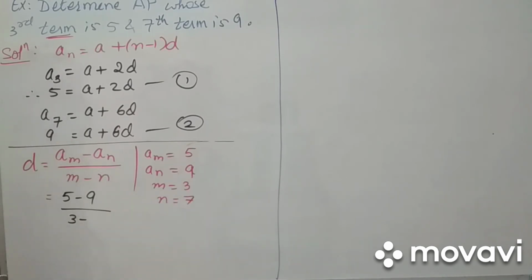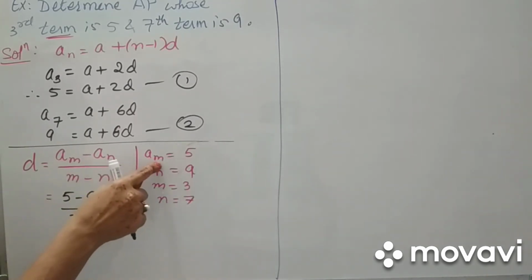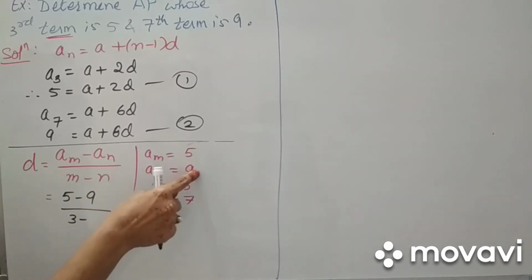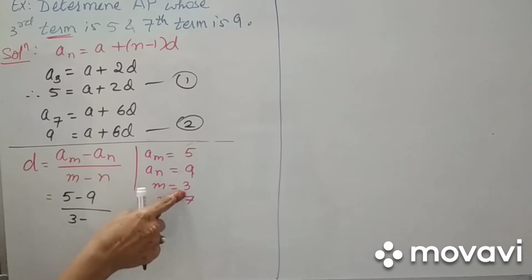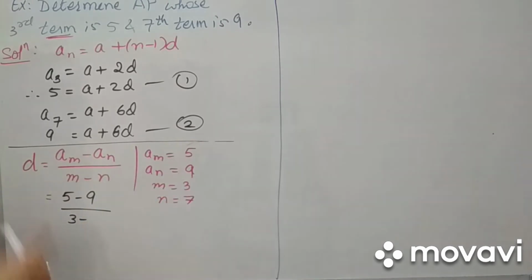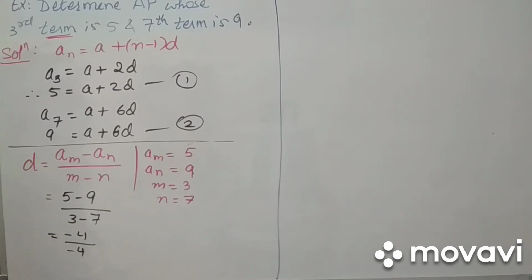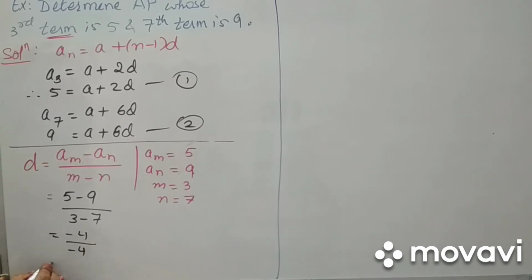What is my am? Am is my third term, that is 5. An is the seventh term, that is 9. So m becomes 3 and n becomes 7. Put it in this formula. What we are getting is 5 minus 9, which means minus 4, and 3 minus 7 will give me minus 4. Minus minus would be cancelled and what would be the whole answer? 1. So d is equal to 1.